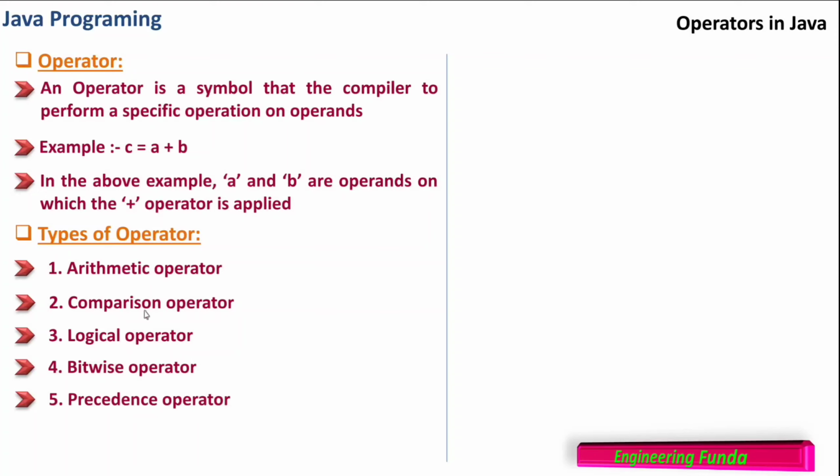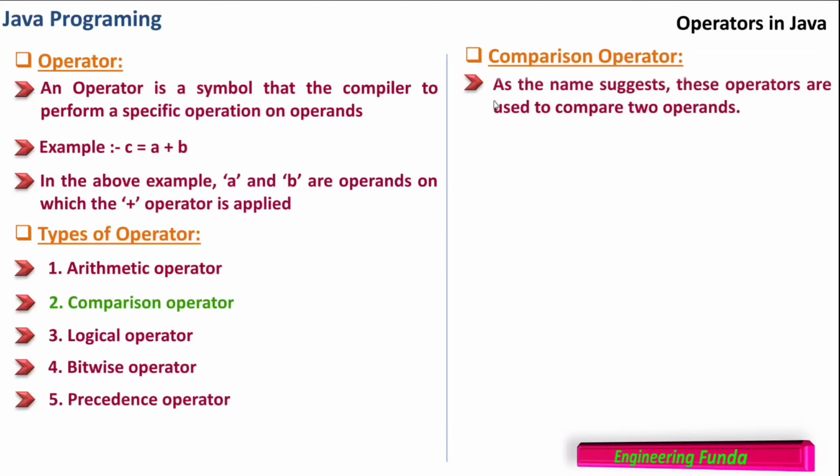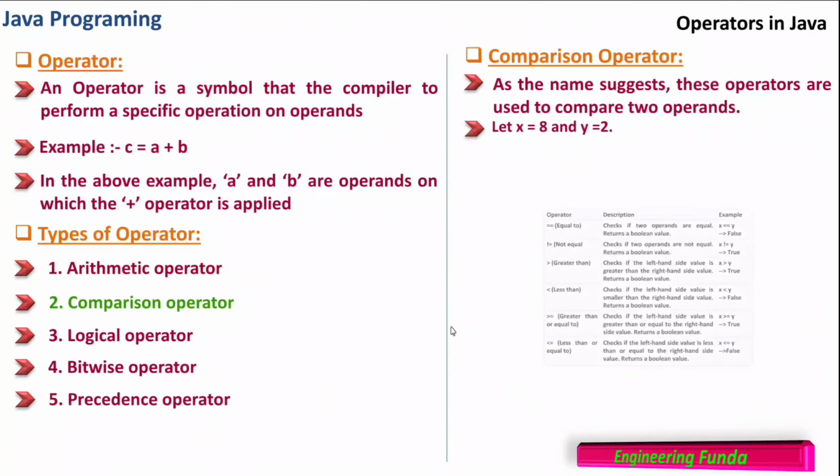Let us go through the next operator, which is the comparison operator. So what is a comparison operator? As the name suggests, these operators are used to compare two operands. It is doing the comparison between the two operands. So again, with an example, let us go into the depth. If we take x equal to 8 and y equal to 2, let us see what we get.